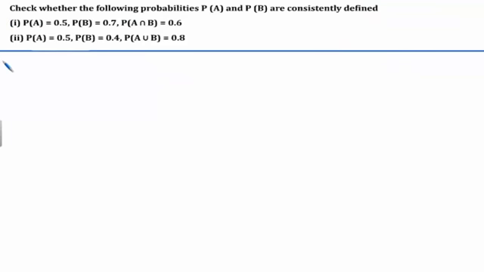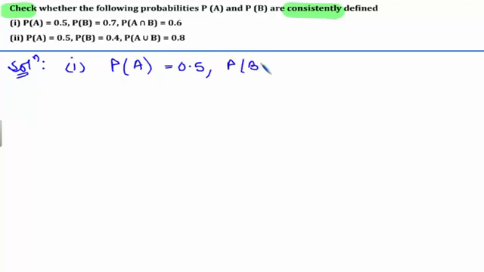In this question, we have to check whether the following probabilities P(A) and P(B) are consistently defined. Let's begin with the solution. And in the first part, we are given that probability of A is 0.5, probability of B is 0.7, and probability of A intersection B is 0.6.